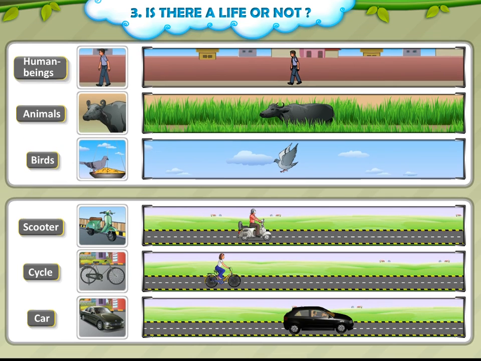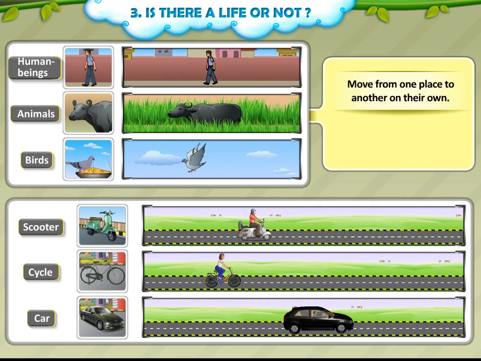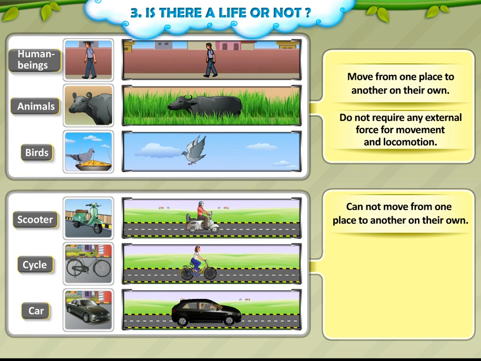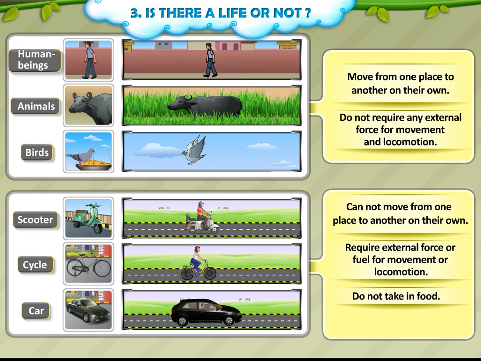Well, human beings, animals, and birds can move from one place to another on their own. They do not require any external force for movement and locomotion. On the other hand, a scooter, cycle, and a car cannot move from one place to another on their own. They require external force or fuel for movement or locomotion. Moreover, they do not take in food, nor do they breathe. Therefore, they are non-living things.